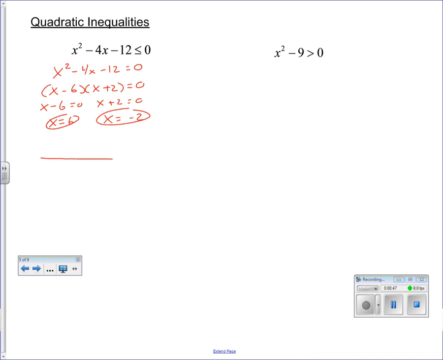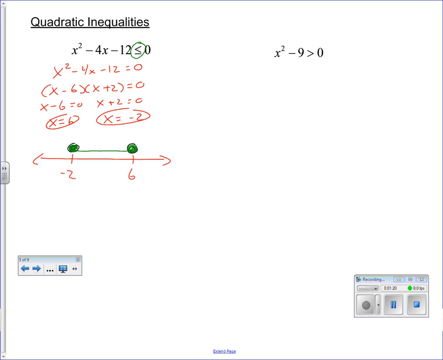And I always like to draw a number line at this point. These two numbers are on the number line. Negative 2 goes on the left and positive 6 goes on the right. And then we get circles above them. And now we go back to our inequality sign. The sign was less than or equal to. And since it's equal to, that means our circles are shaded in. And since it's less than, we connect the two circles. If it's less than, you connect them. If it's greater than, you have arrows pointing in opposite directions.